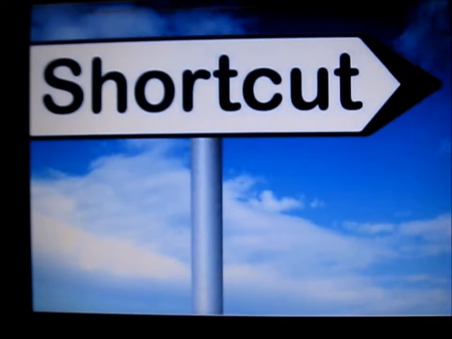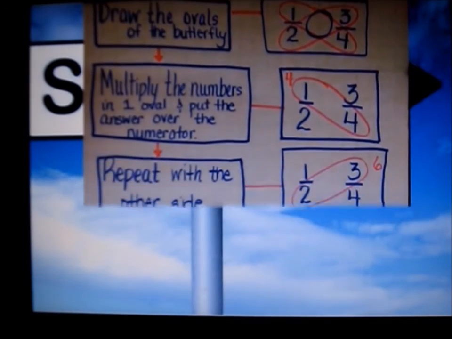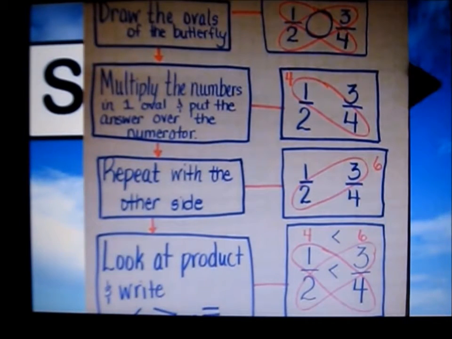Here's a shortcut. Comparing fractions. Draw the ovals of a butterfly. Multiply the numbers in one oval and put the answer over the numerator. Repeat with the other side and look at the product and write your symbols of greater than, less than, or equals.